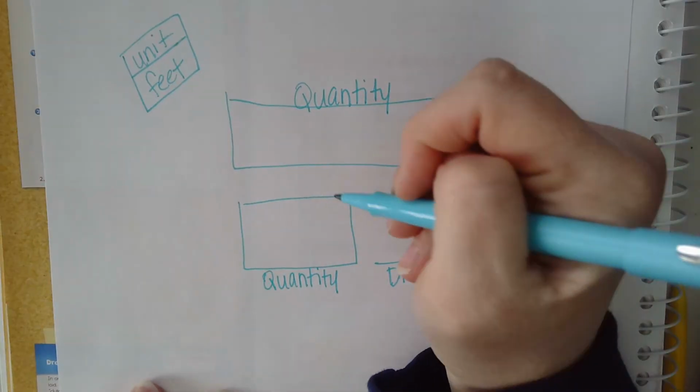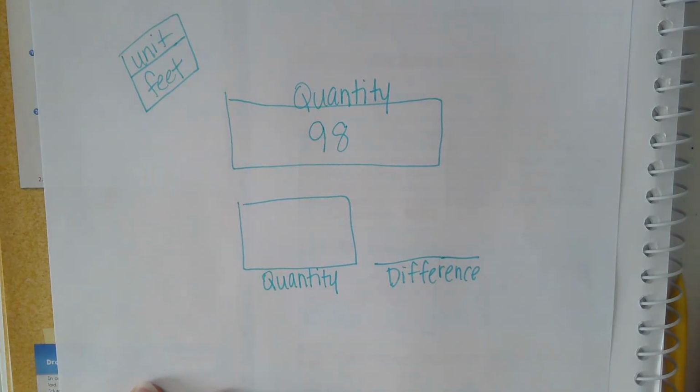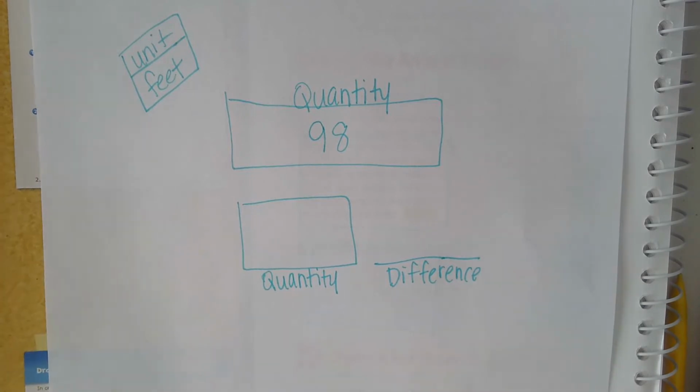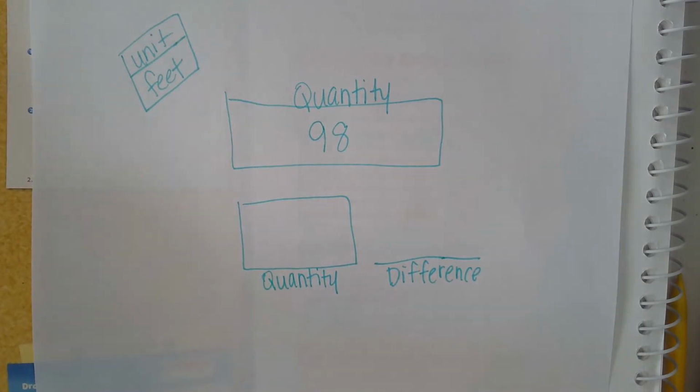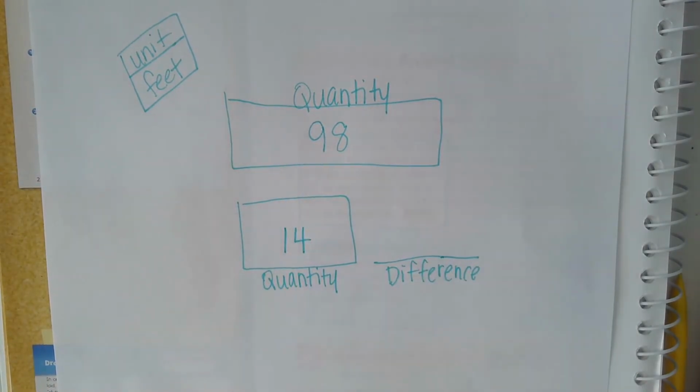So the blue whale is 98 feet. I'm putting that in the bigger quantity box because that's the bigger number. And then the white rhinoceros is 14 feet. So I'm writing 14 in the smaller quantity box.